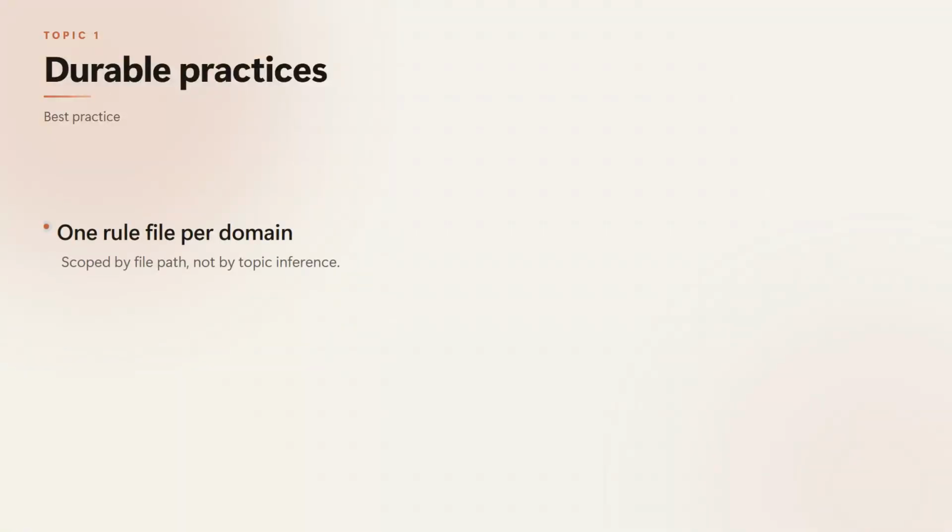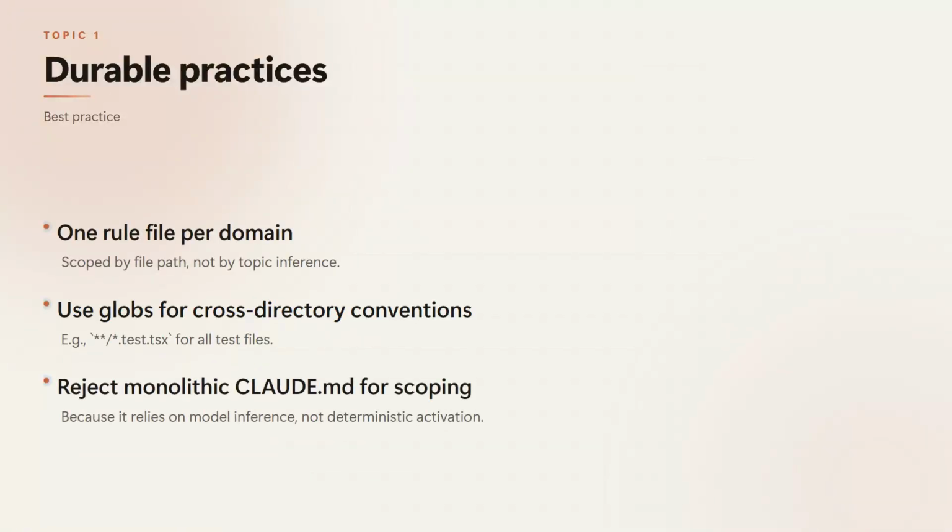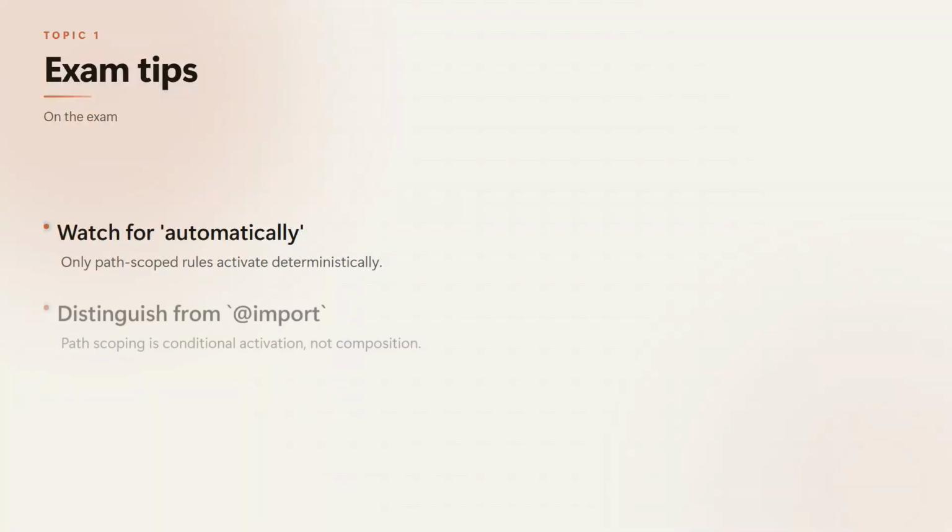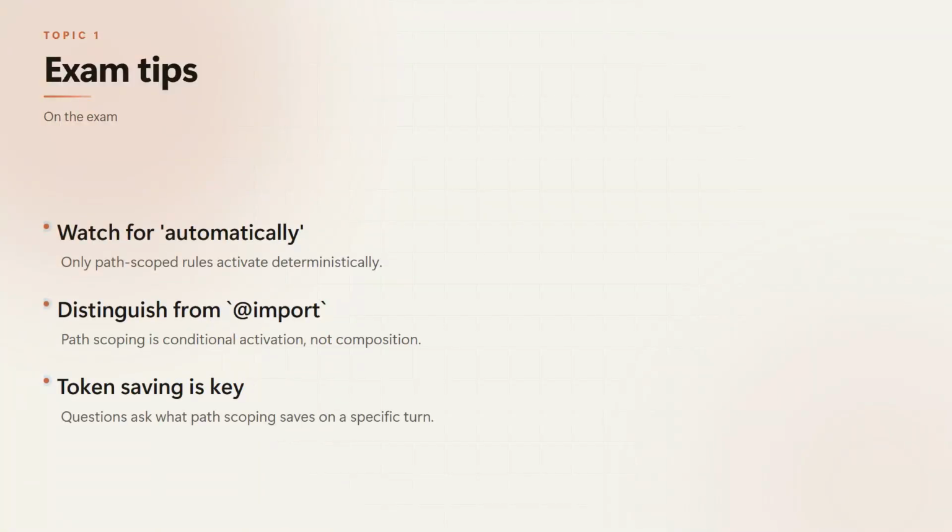The durable rule: scope conventions by file path, not by hoping the model infers the right section. Use one rule file per domain with a precise glob. When conventions span directories, like test files, use a glob like **/*.test.tsx. Reject the monolithic CLAUDE.md approach because it forces the model to guess, and it wastes tokens on irrelevant rules every turn. On the exam, the word automatically is a trap. Skills need invocation, CLAUDE.md sections need inference. Only path-scoped rules activate deterministically.